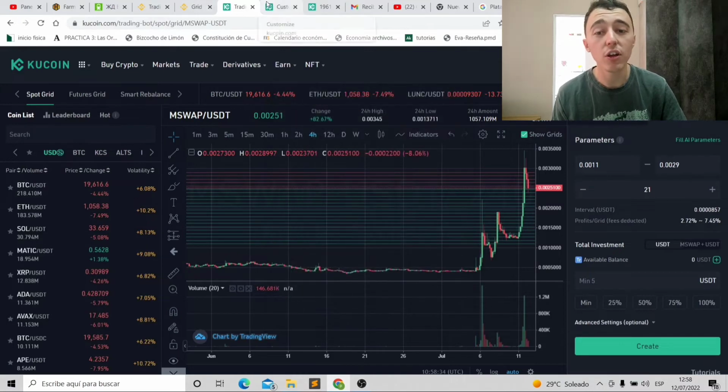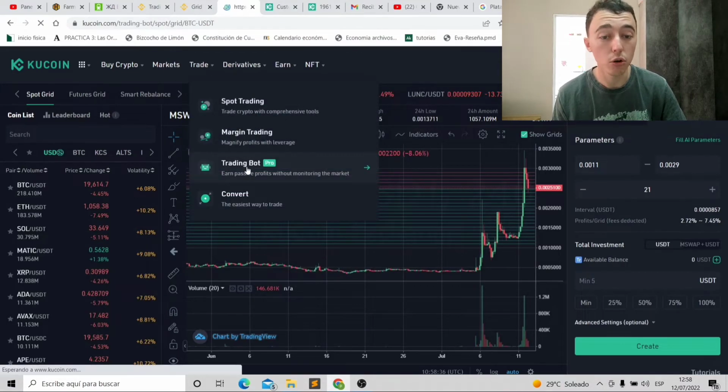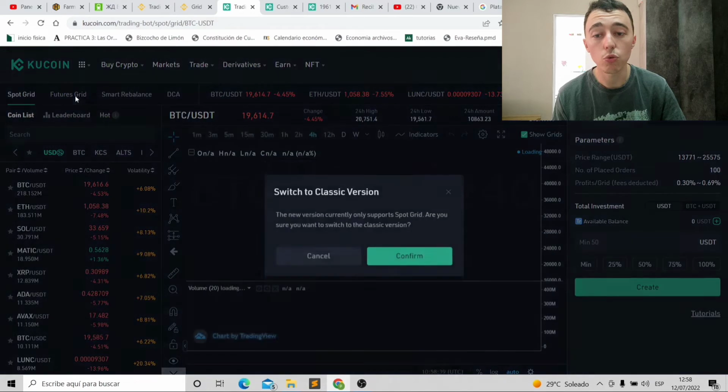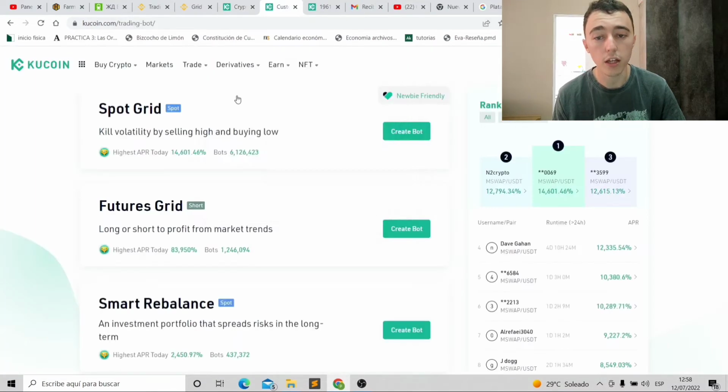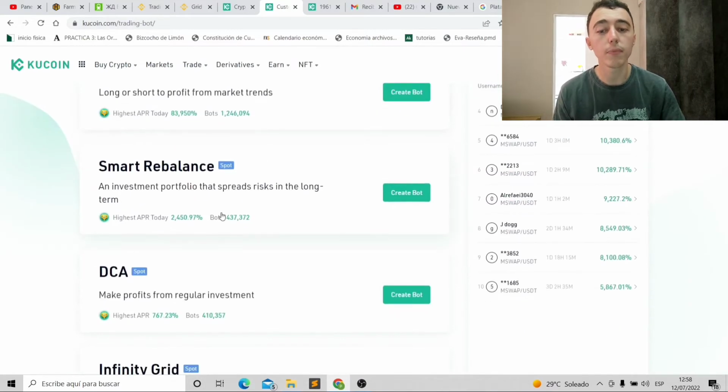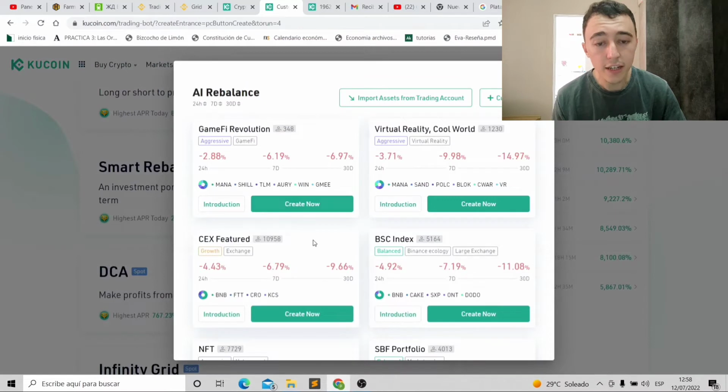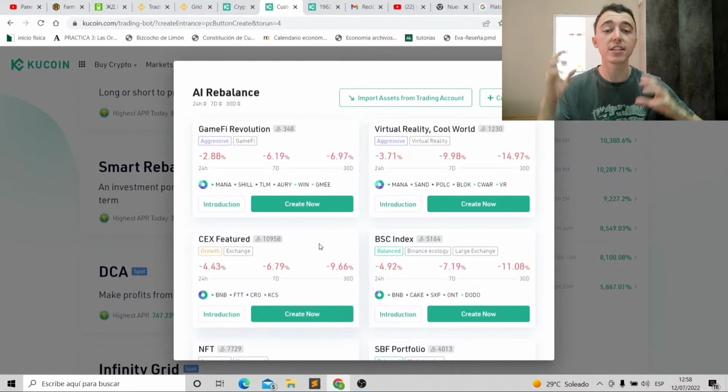Okay, and now we have the other possibilities that, to be honest, I like more, which is inside the bots, when you go to rebalance. Here, when we go to smart rebalance, what is the smart rebalance bot? Okay, this is a different type of bot. This bot, basically, you can create a portfolio and it will rebalance it as much as you want.